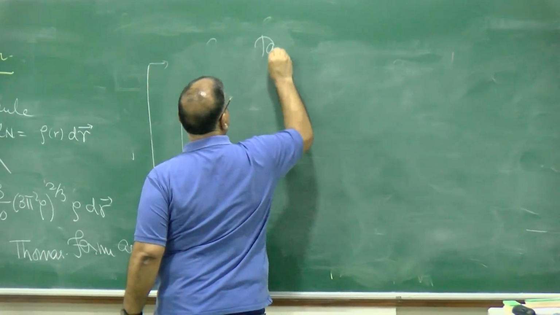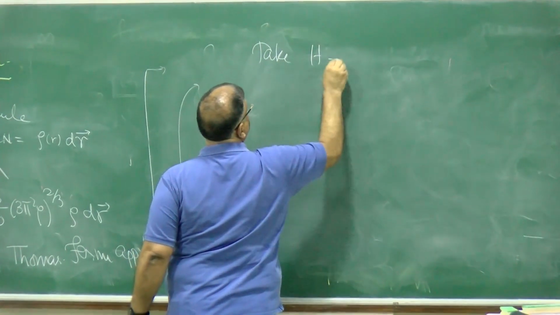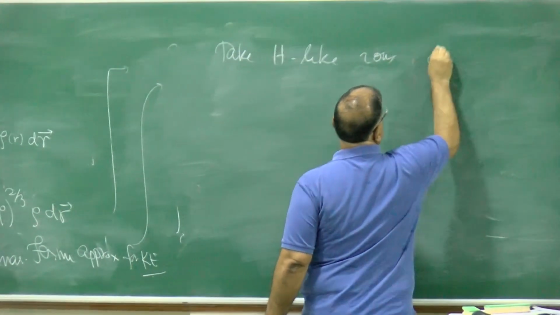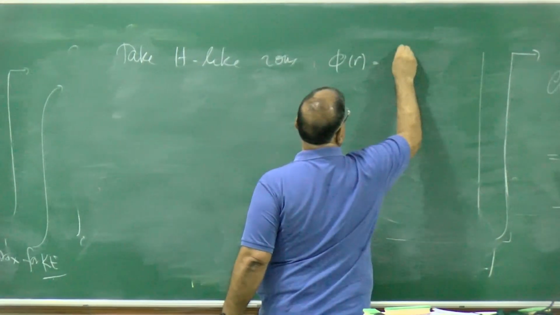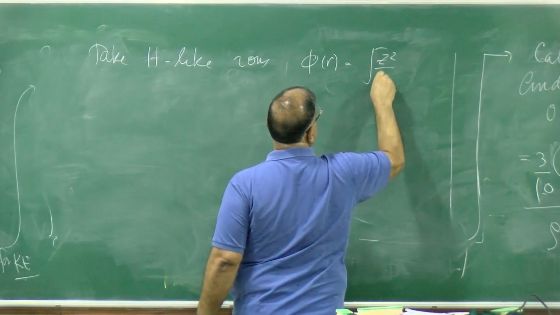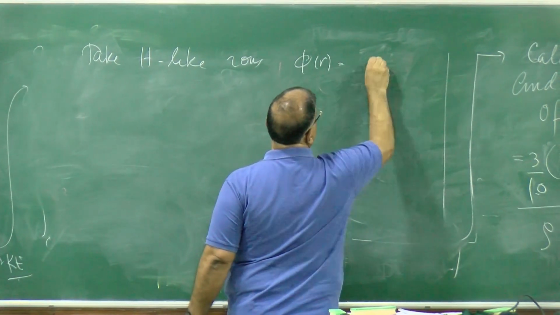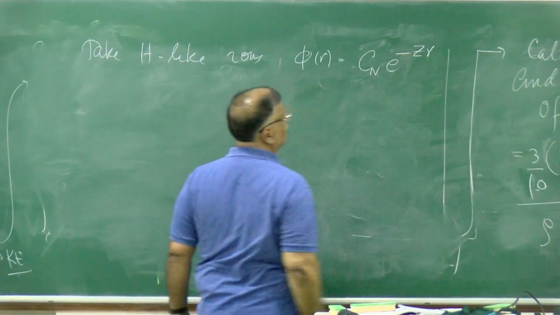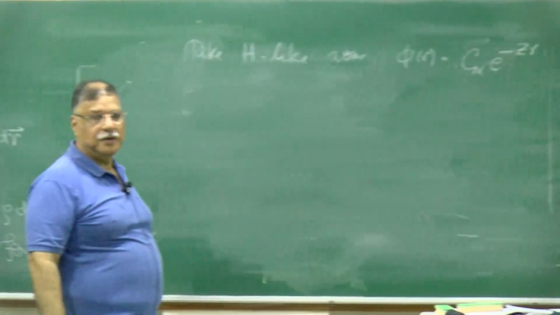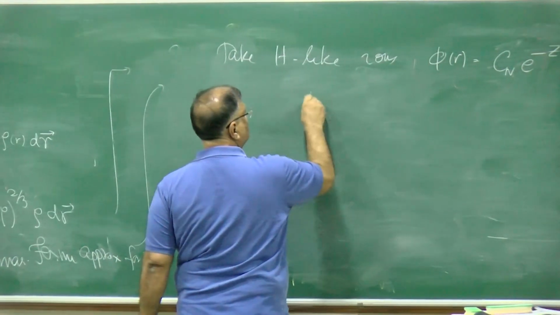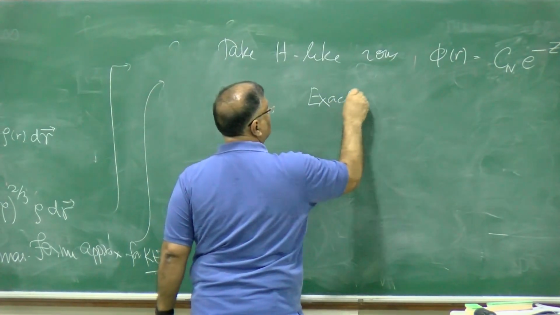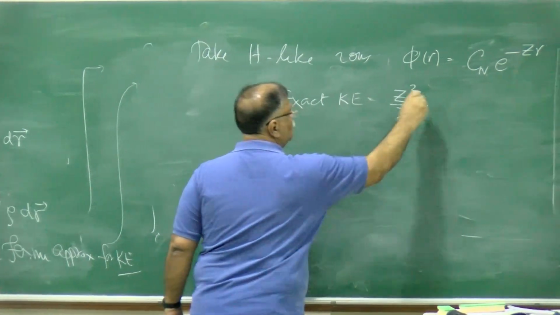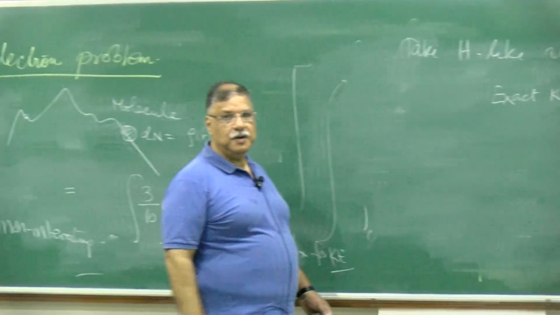Take H-like ions, so that phi(r) is equal to what? Z cubed over pi, or something, right? Some C, the normalization, e raised to minus Zr. The exact KE is Z square by 2.